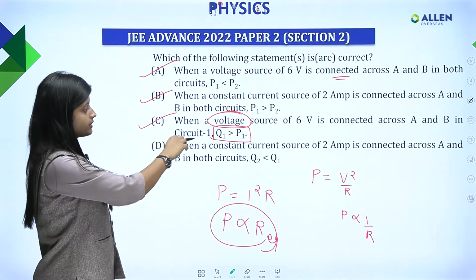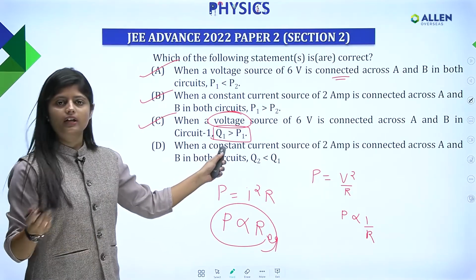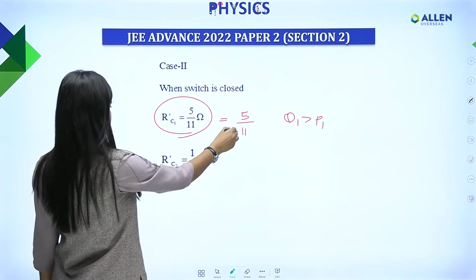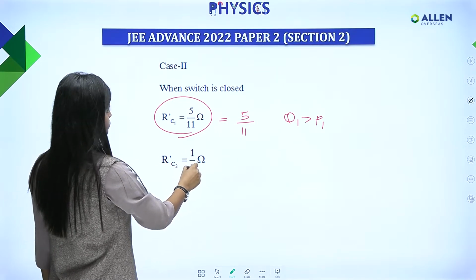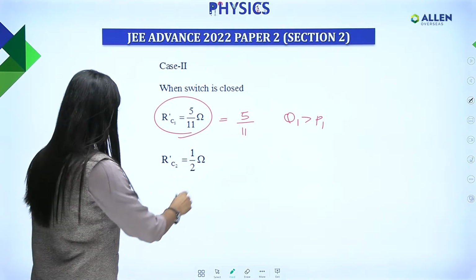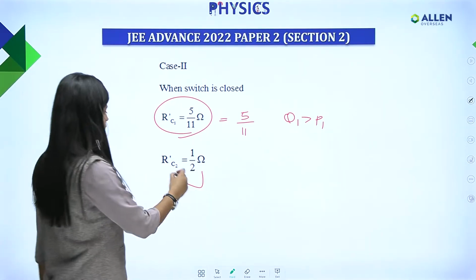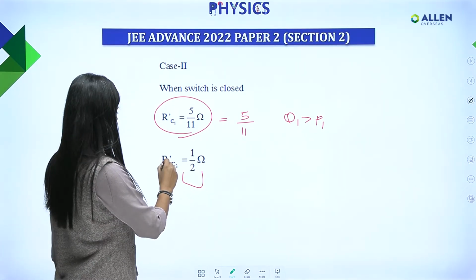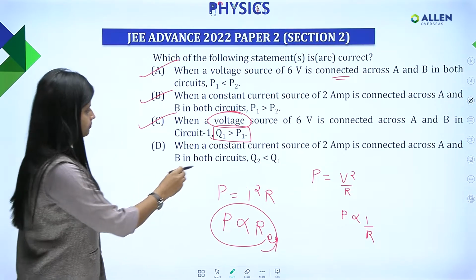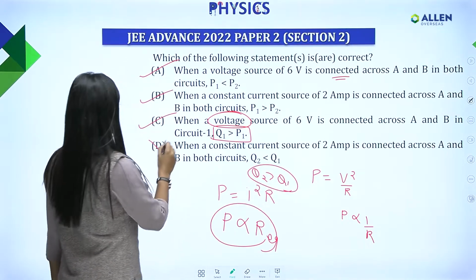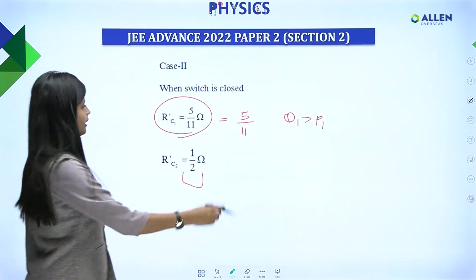Option D also, constant current source again. So constant current means proportional to R. So Q1 is given to be 5 by 11 and this is 1 by 2. So since this is bigger, then Q2 will be bigger, means Q2 will be greater than Q1. So this option is wrong. So your answer is ABC.